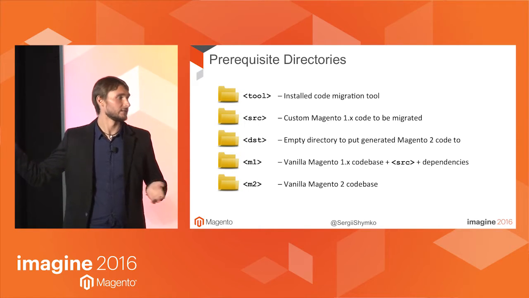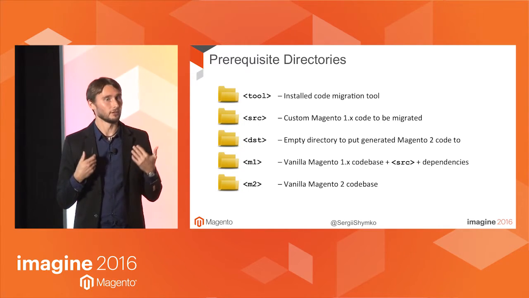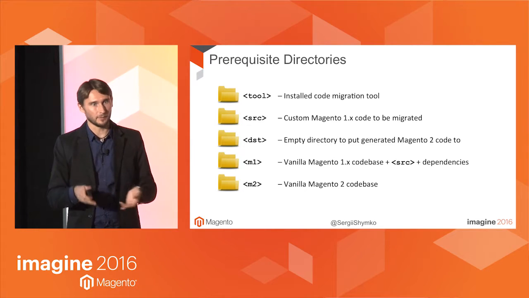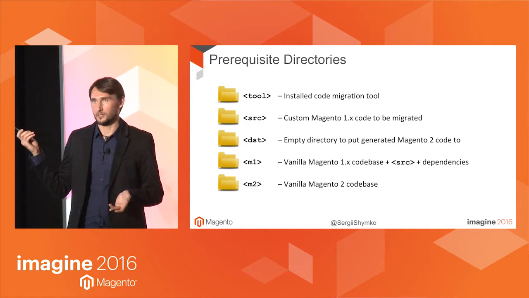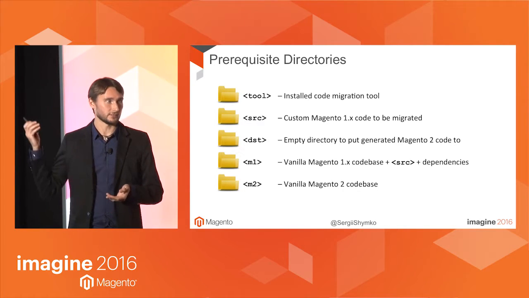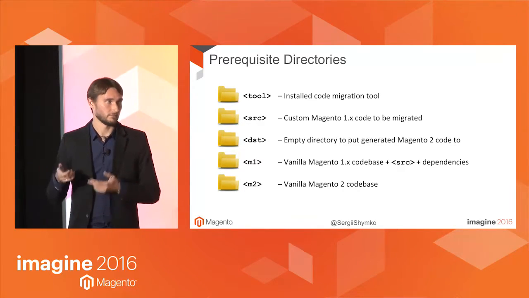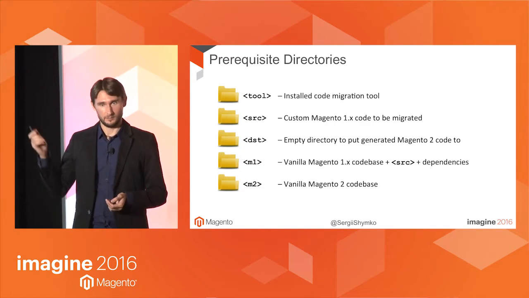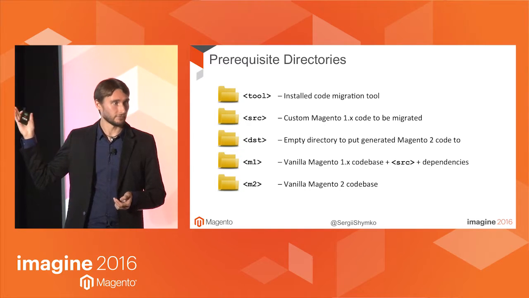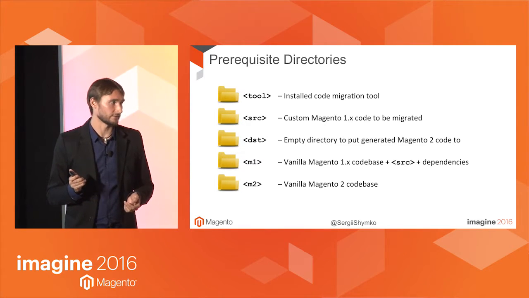First one, obvious, the tool itself. You clone the tool from GitHub or download it as a zip archive. You install the tool. Installation is simple. It's installed with Composer. So you install the tool in the tool directory. That's good. Now, the first important directory is the source directory.